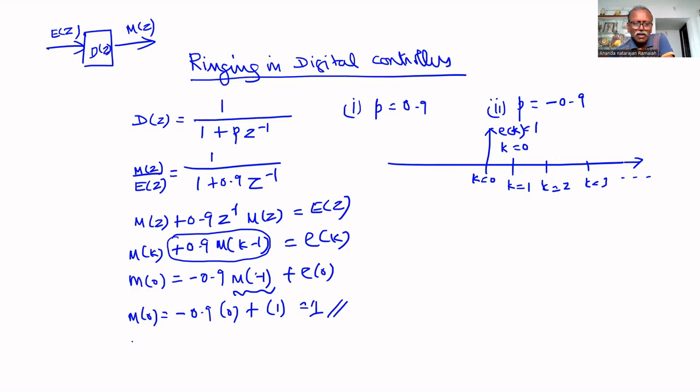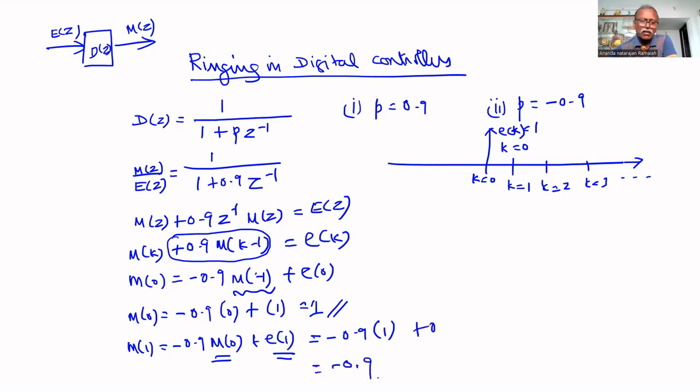What is the controller output when K equals 1? That is M of 1 equals minus 0.9 M of 0 plus E of 1. The error signal exists only at K equals 0. Therefore, this is also equal to 0. M of 0 is equal to 1. Therefore, this can be written as minus 0.9 multiplied by 1 plus 0, that is equal to minus 0.9. Therefore, M of 1 becomes minus 0.9.